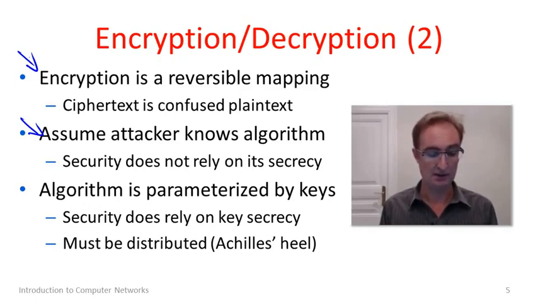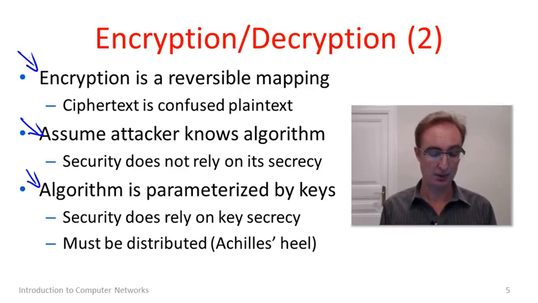Instead, the algorithm is assumed to be widely known, but it's parameterized by a key. This key is secret, so it has to be held secret. If the key is compromised, then you can use the same algorithm with a different key. And an attacker, even if they were able to break the scheme with one key, shouldn't be able to break it with another key.